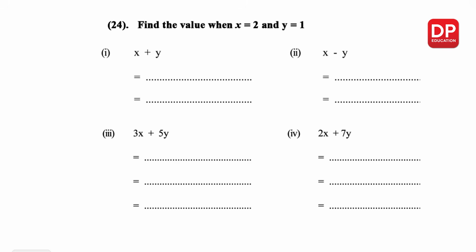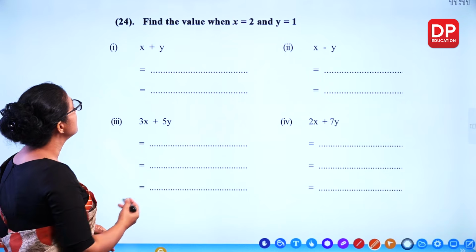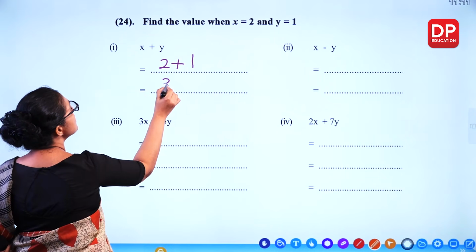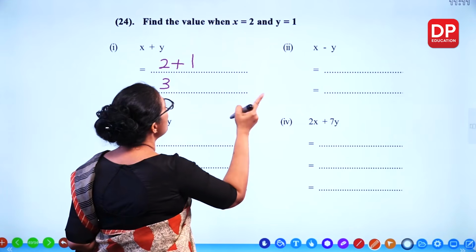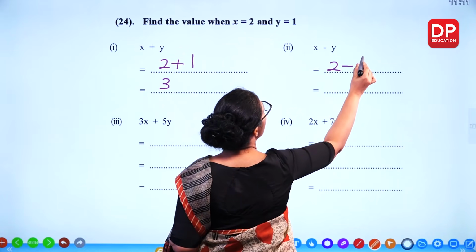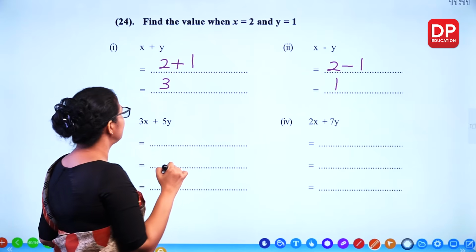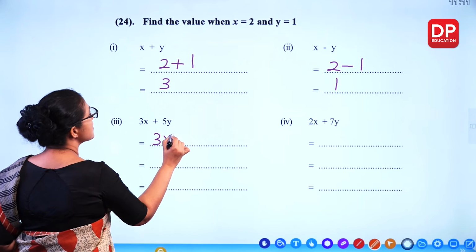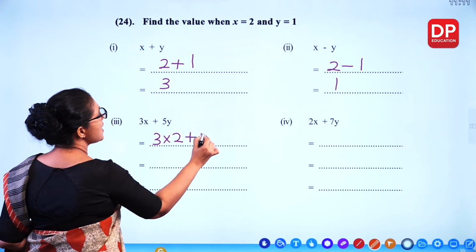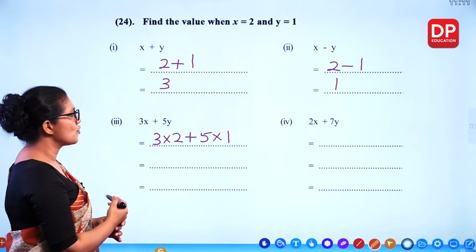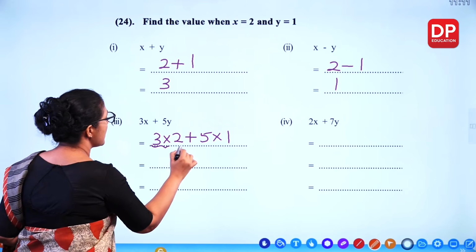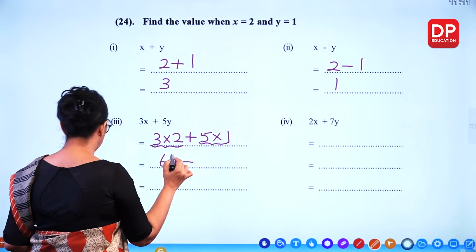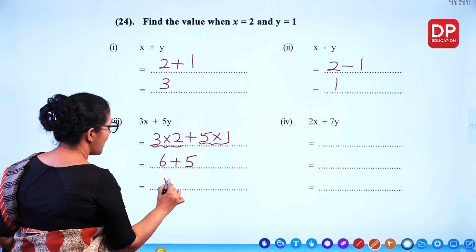Find the value when x equals 2 and y equals 1. 2 plus 1. 2 plus 1 is 3. Now subtraction. 2 minus 1. That's 1. Now substitute here. 3x means 3 times x. 3 times 2. 5 times y. That's 1. So what's 3 times 2? 6. 5 times 1, 5. 6 plus 5, 11.